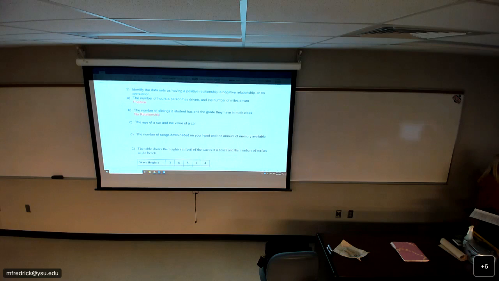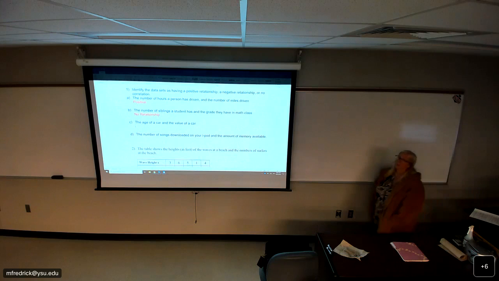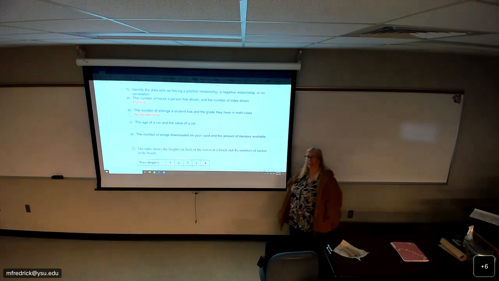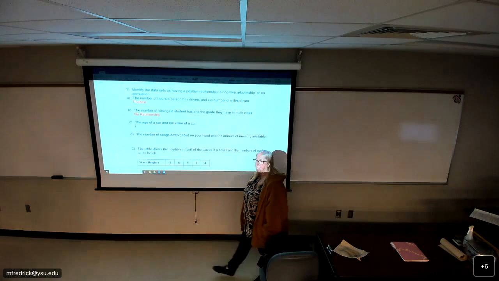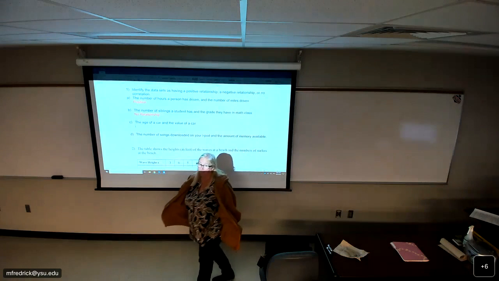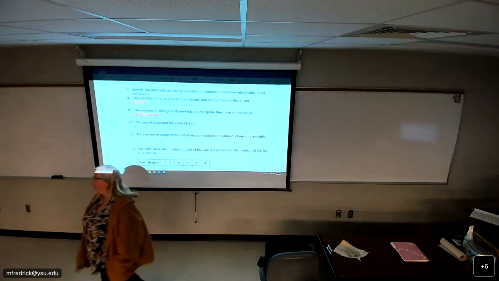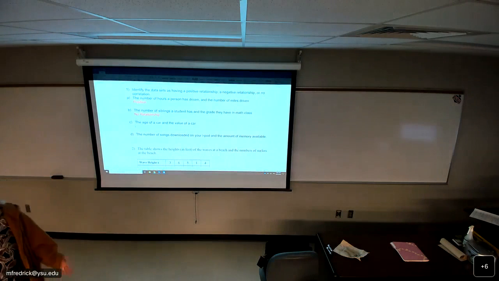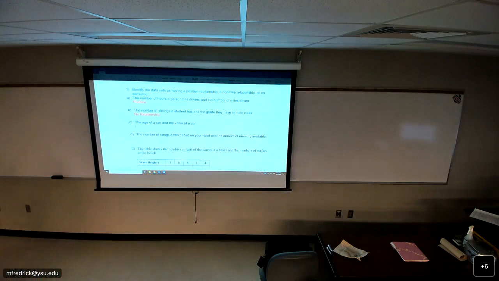How about the age of a car and its value? Negative? Yeah, it kind of depends on the car. It could be a negative relationship. 90% of the time it is a negative relationship. As soon as you pull it off the lot, it drops by 10%.